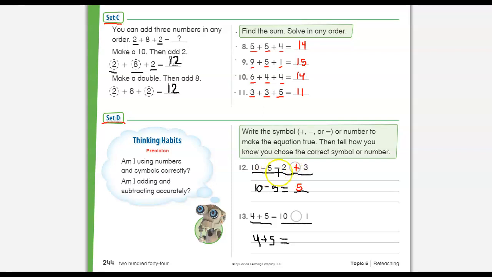So we wanted both of these sides to equal the same number. So 10 minus 5 is equal to 5. 2 plus 3 is equal to 5. So we put a plus sign here.